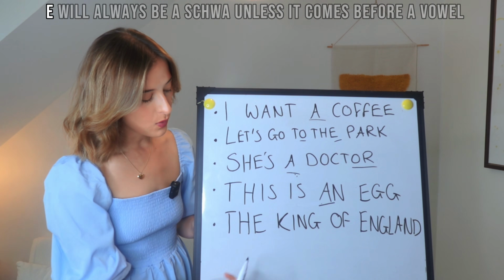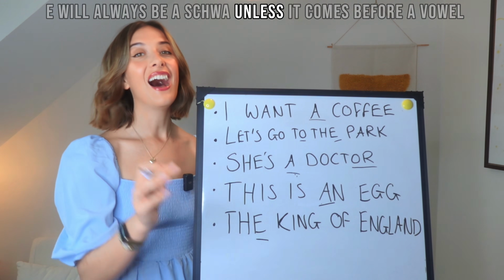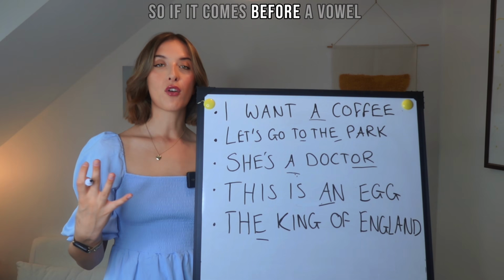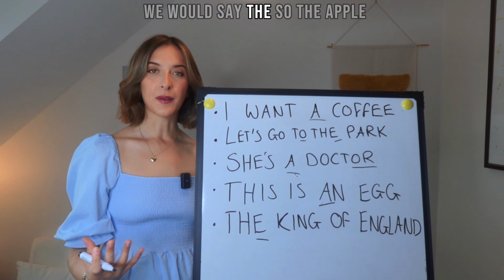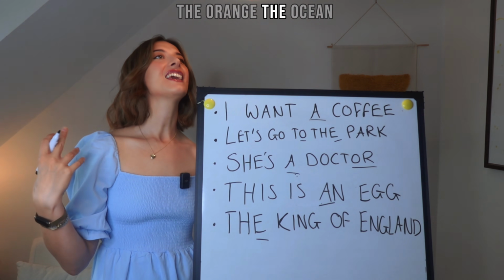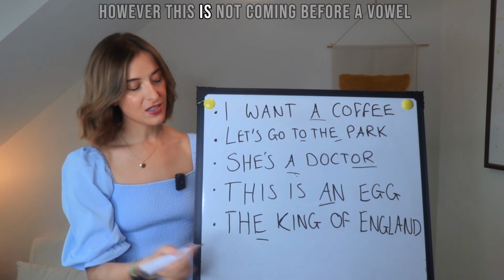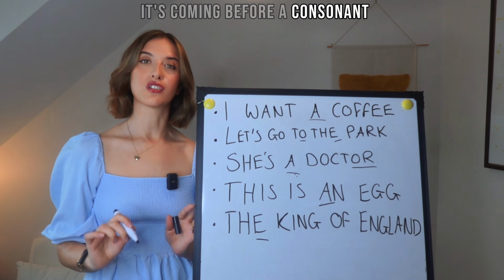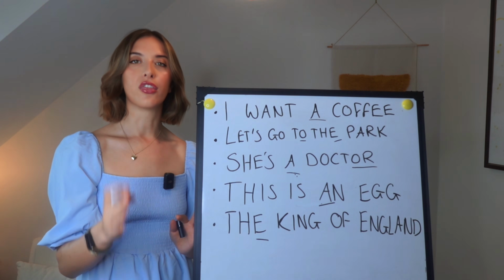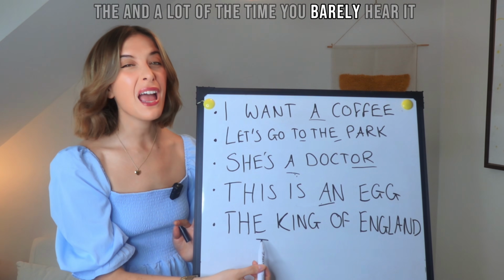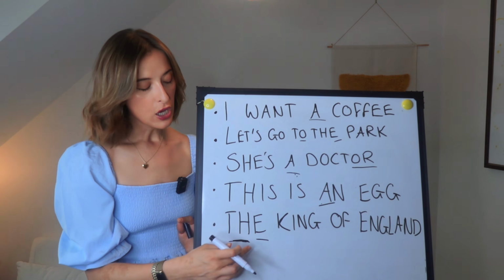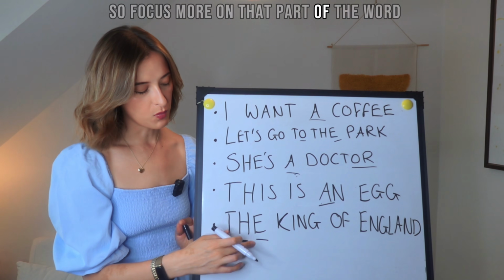So THE will always be a schwa unless it comes before a vowel. If it comes before a vowel, we would say "thee". So the apple, the orange, the ocean. However, this is not coming before a vowel, it's coming before a consonant. So we do a schwa and we say "thuh". And a lot of the time you barely hear it. You mostly hear this part. So focus more on that part of the word.